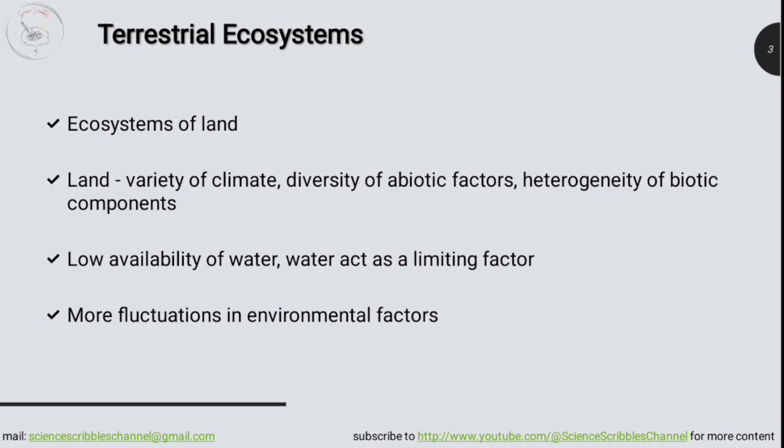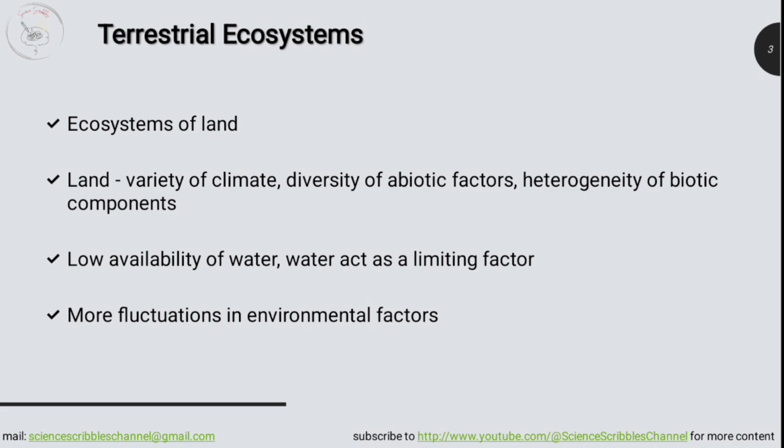Based on the nature of habitat, the entire water of the earth is called aquatic ecosystem, whereas the ecosystems operating on land are called terrestrial ecosystems. Land, which occupies about 1/4 of the Earth's surface, is characterized by a variety of climate, diversity of abiotic factors, and heterogeneity of biotic components.